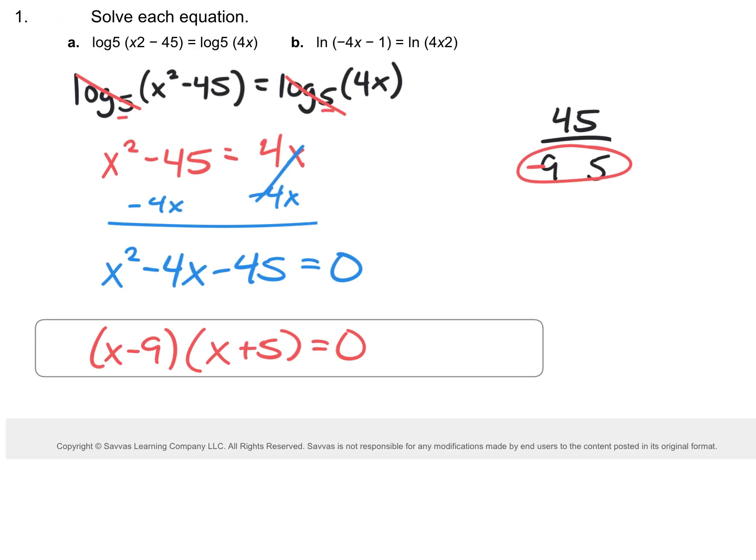What do you notice happens when we set these separately and we get our answers? It's the opposite of what's in there, right? So -9 turns to +9, +5 turns to -5. What'd you say? -5 cannot be our answer because if I plugged it back into one of the sides, what happens? I get a negative, and in your calculator you get an error. So our only answer is x equals 9.